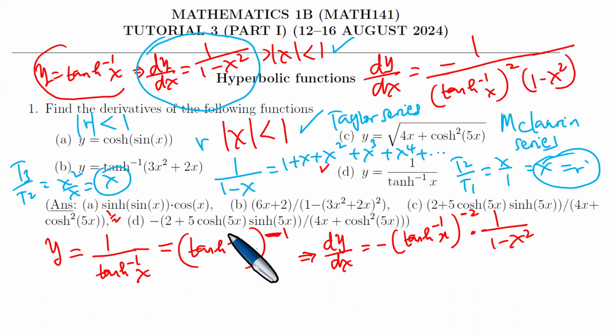Right, but we are actually effectively saying, in this particular question, you had 1 divided by the arc hyperbolic tangent of x, and you can write the 1 over as the power minus 1, and then we use the chain rule.